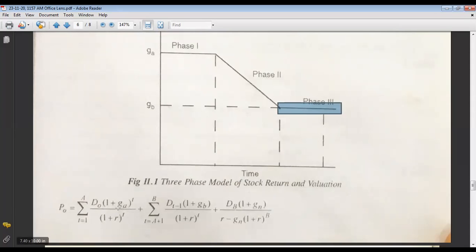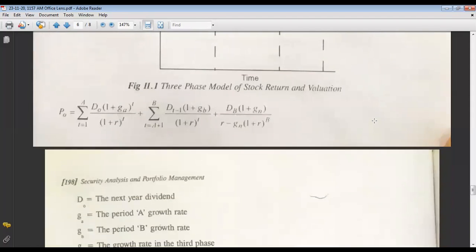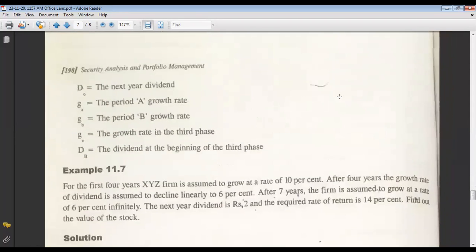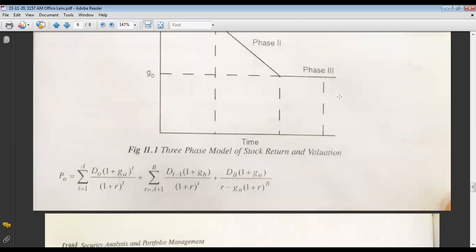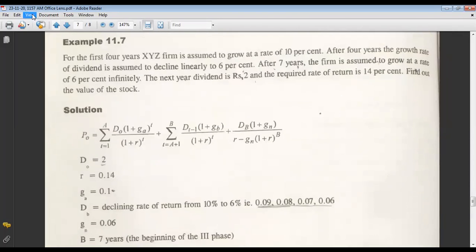Clear? So we are clearly able to distinguish phase 1. Okay, we are able to distinguish phase 2, and also phase 3. So depending on this, we have to solve this particular problem. Clear? So this is the theory part as far as equity valuation of a three-stage model is concerned. Now we go further to understand this particular problem.